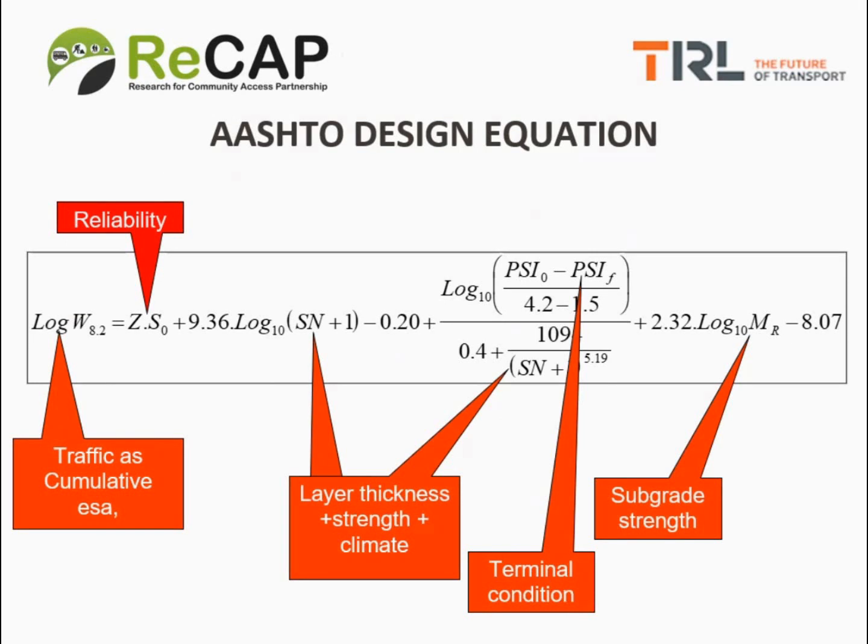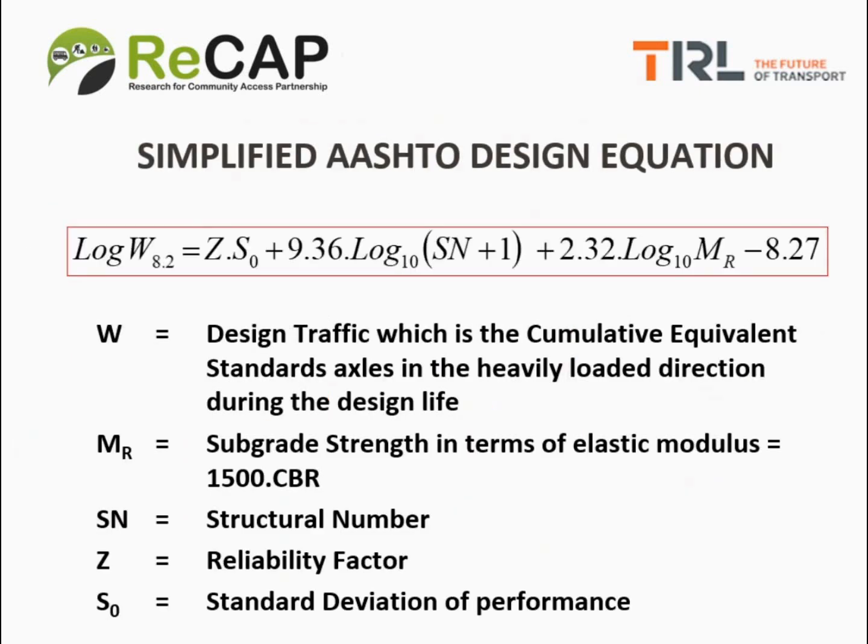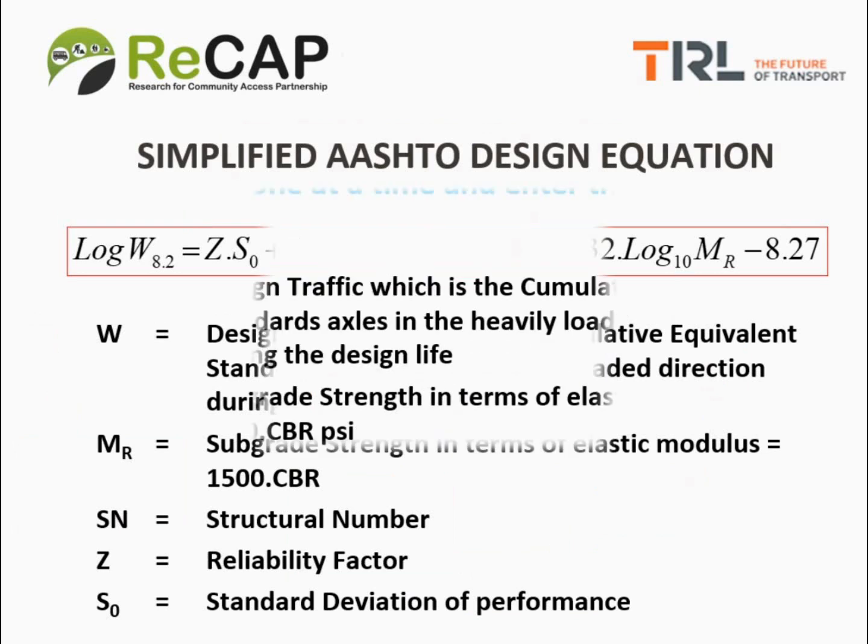Now, the fortunate thing is if we choose the terminal condition to be what is called a PSI of 2.7, that's pavement serviceability index, that middle term completely disappears and we end up with a much simpler equation. In other words, we now have this equation that has only 4 terms in it. So that makes it a lot simpler. The list of what those variables are is on the screen again to remind you.